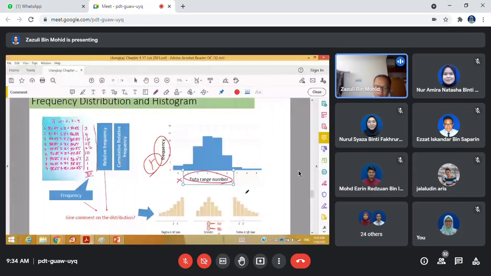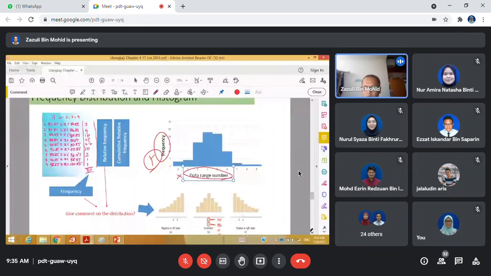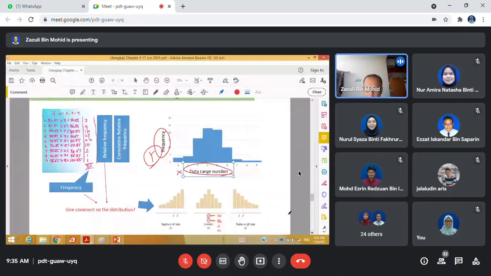Another question that might be asked in this plotting method is, what is your comment? Give comment on the distribution. When you are asked to give comment on this distribution, that means you have to state the relation between x and y.